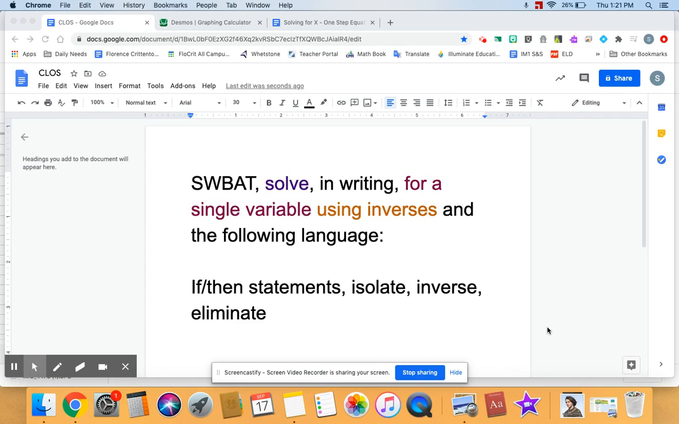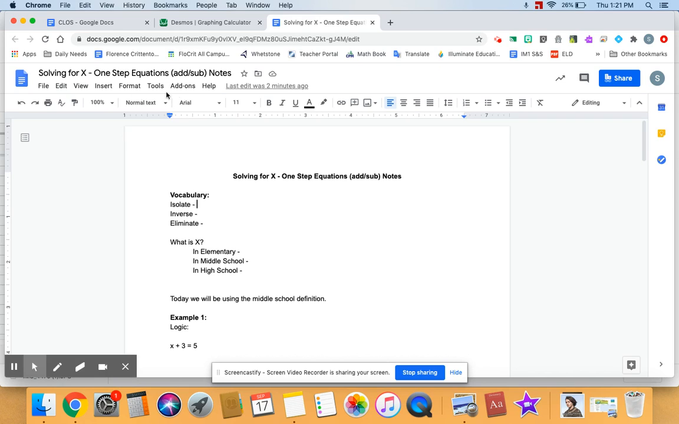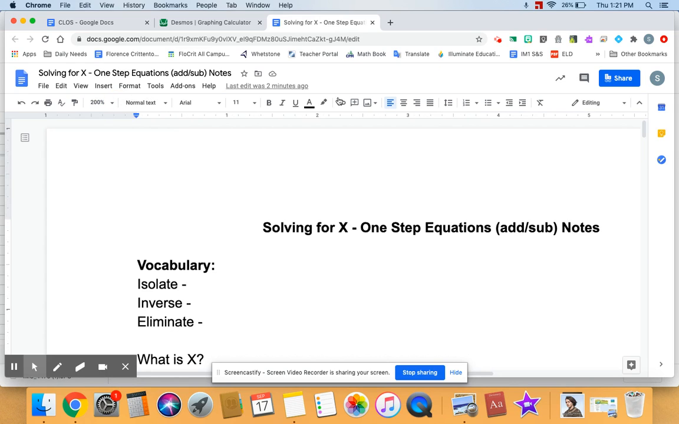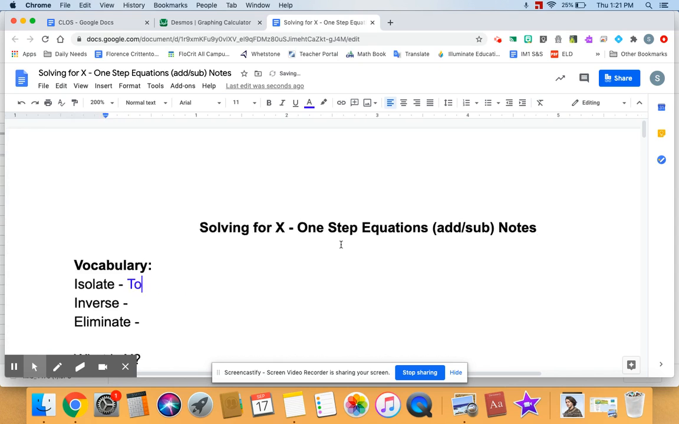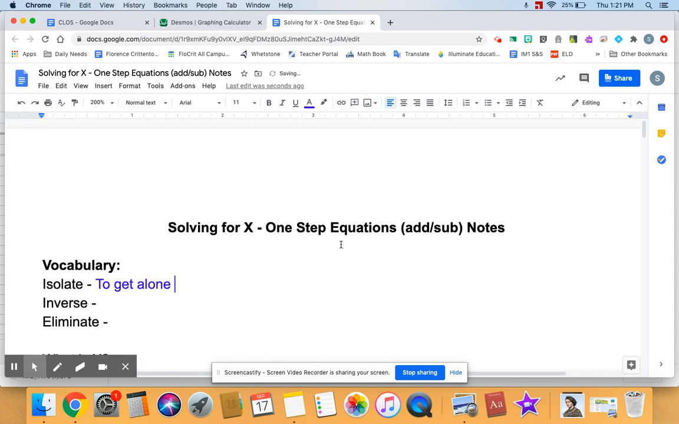Our CLO for these notes: students will be able to solve in writing for a single variable using inverses and the following language: if-then statements, isolate, inverse, and eliminate. To start with our vocabulary, the word isolate is just a very big word that means solve for. So when we're solving for x, we're isolating x. Another way to think of it is to get alone. If you're isolating something, it's going to be all alone.